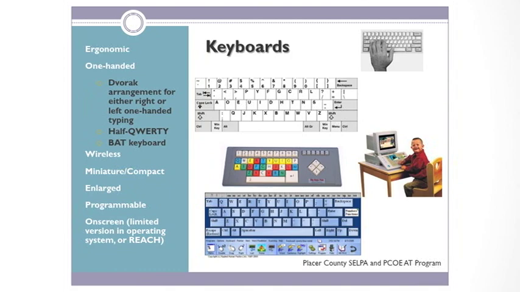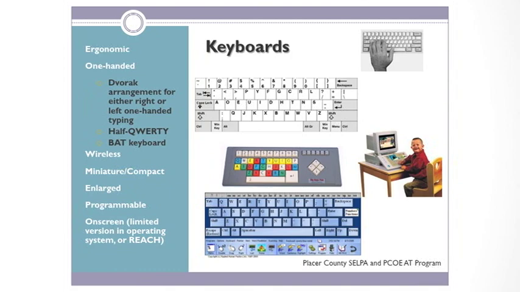So here are some examples of some different keyboards. The ergonomic ones, which we don't have an example of out there, which you've seen, I'm sure, open up and are more comfortable for your hands when they're typing. There are one-handed typer keyboards. Again, what Jill talked about, the Dvorak arrangement for either right-handed, left-handed typing, or a half QWERTY keyboard.